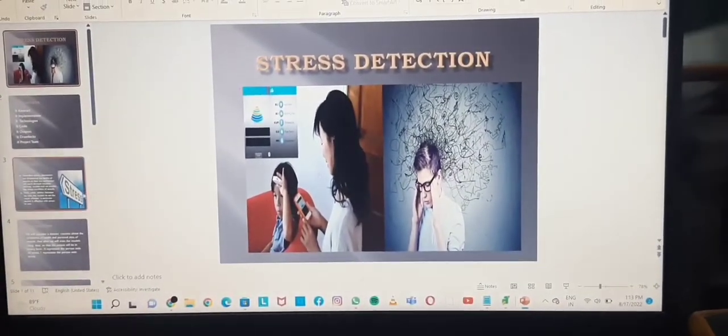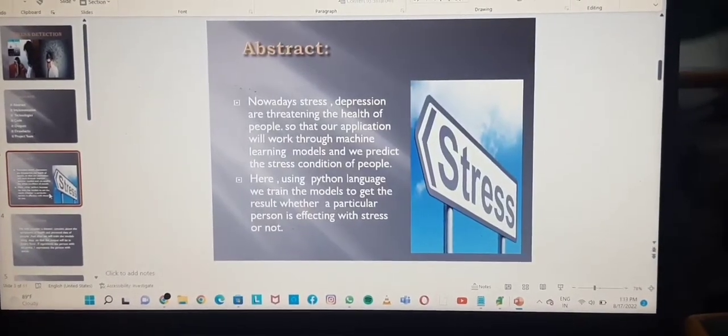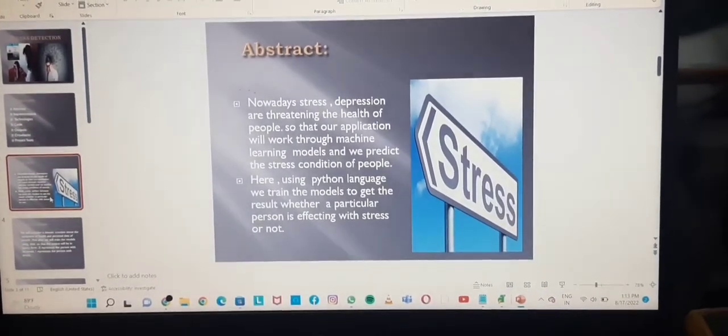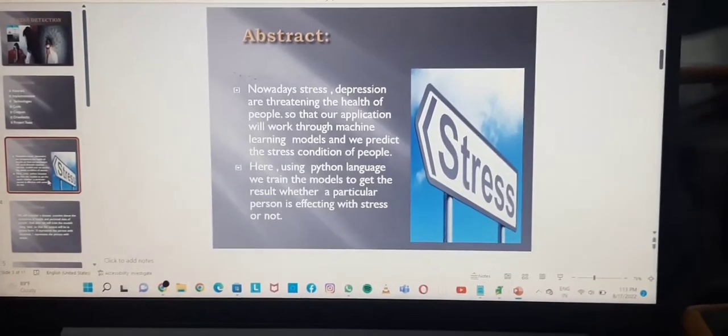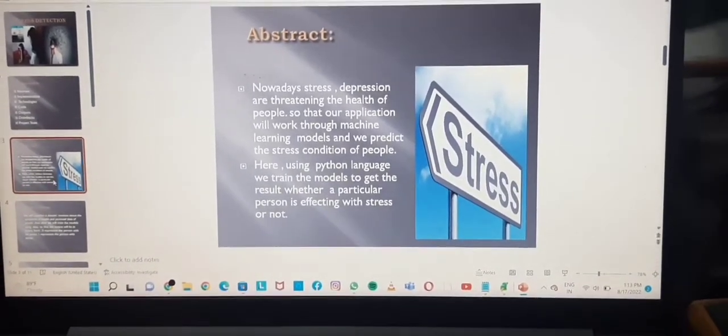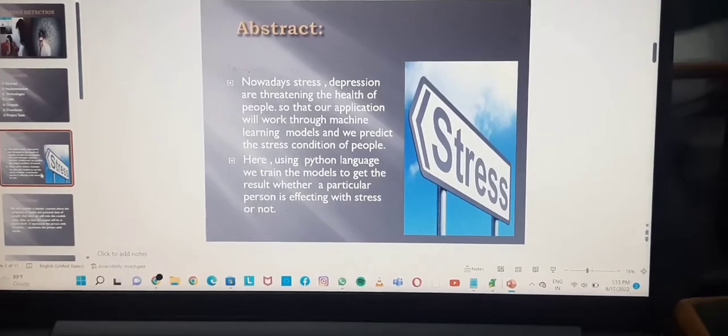We chose this topic because nowadays people are suffering from stress due to many reasons like education, financial, family, and also a few personal reasons. Even as students, we are also experiencing it. So that's why we selected it.